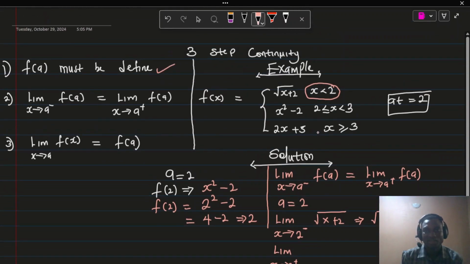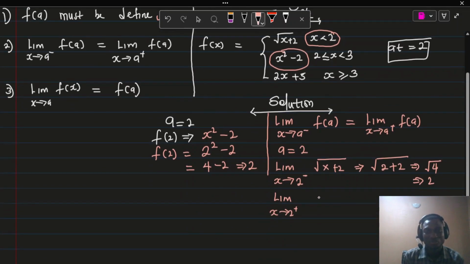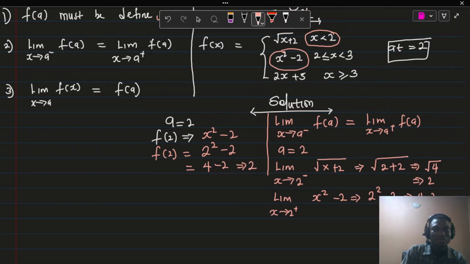Now if you check the right hand side, you will see that this is talking about 2 less than or equal to x less than 3. So we are going to be using this for our second condition. That is going to give us x squared minus 2, which is 2 raised to power 2 minus 2, and that will still give us 4 minus 2, which is equal to 2. So with that, you will notice that the limit from the left hand side and the right hand side is equal to 2. That is the second condition.